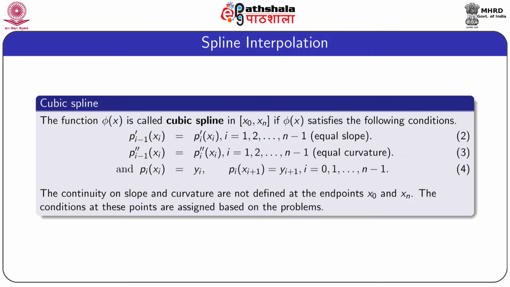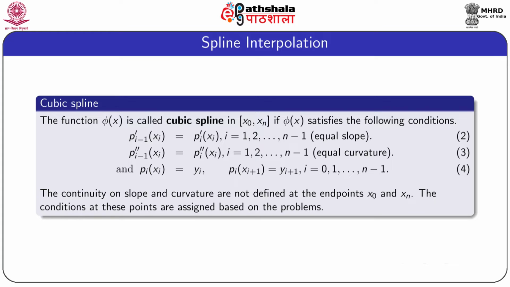The function phi(x) is called the cubic spline within the closed interval [x_0, x_n] if phi(x) satisfies the following conditions. These are the main conditions for a cubic spline. The first condition is that the first derivatives of the polynomials p_{i-1} and p_i are equal at x_i, where i equal to 1 up to n minus 1. This condition is known as the equal slope condition, because the first derivative is involved.